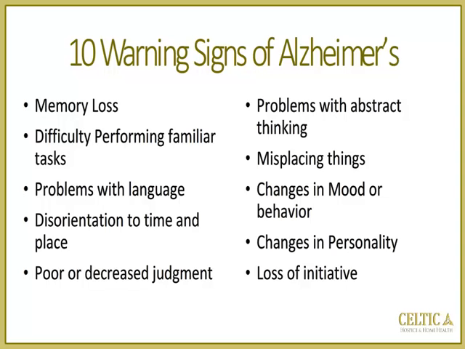The first one being memory loss. This is memory loss such as forgetting recently learned information, and is one of the most common early signs of dementia. Normal memory loss is forgetting names or appointments occasionally.